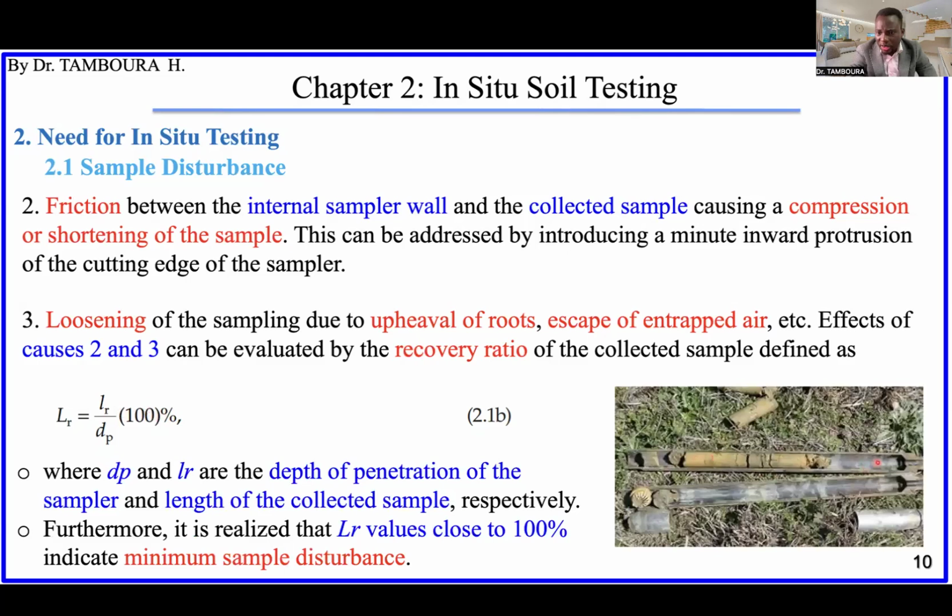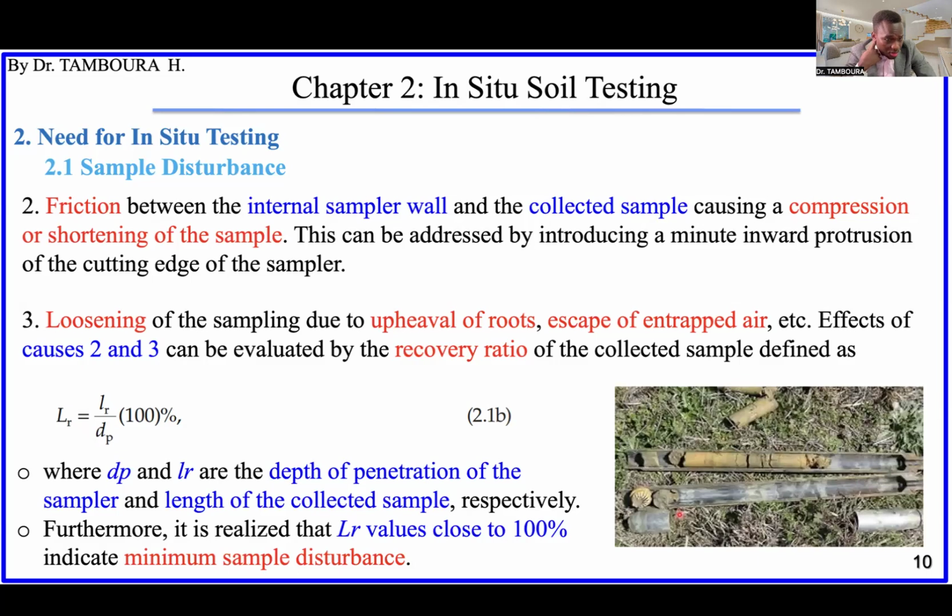And here is the definition of this. For example, we have here a sampler. This one is actually for SPT. You see here this is the sampler and this is the soil sample. The length of the soil sample is what we are calling LR, and the total length of the sampler is this one. As you can see, in all this area there is no soil here. So LR is shorter than DP, the depth of penetration of the sampler. This is just to explain this. We will come back to the SPT sampler later.